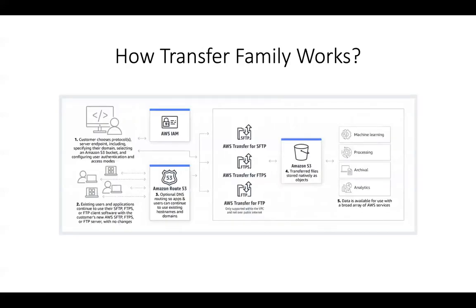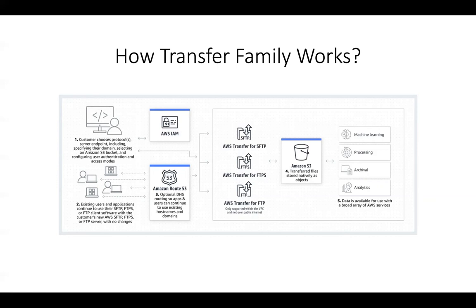So how does Transfer Family work? Your customer chooses a protocol and a server endpoint, including their respective domain that they would have registered with Route 53 and so on. They would use an existing S3 bucket or create a new S3 bucket for it, and also have individual folders within that S3 bucket for individual users, right? Existing users and applications continue to use their existing SFTP, FTPS, or FTP client software such as Mobiduck or FileZilla, or even the normal terminal-based SFTP commands, right? And without any changes, you can optionally use DNS routing so that your applications or your users can use the DNS host names to connect to that SFTP server.